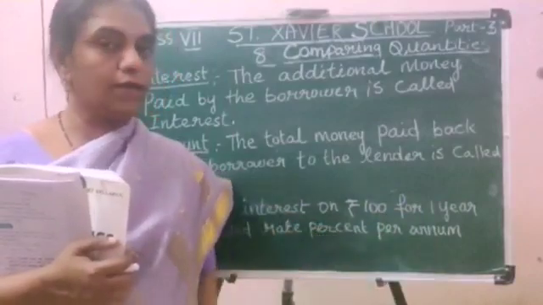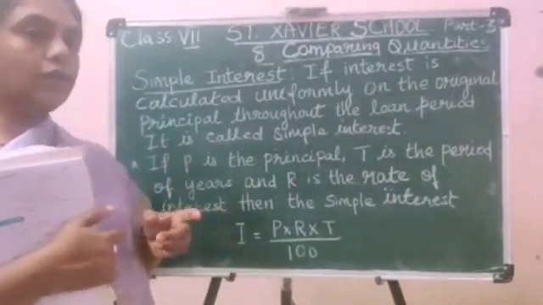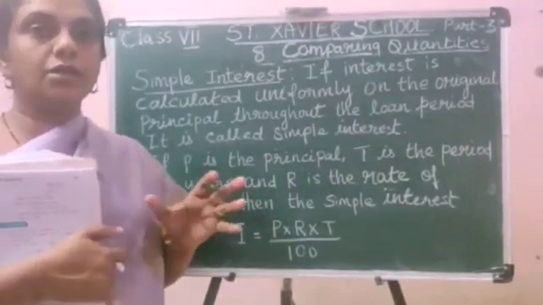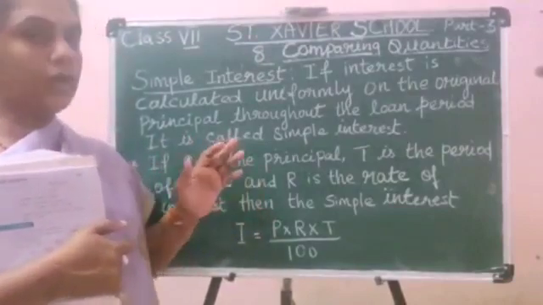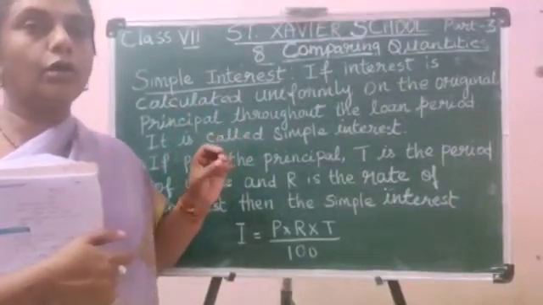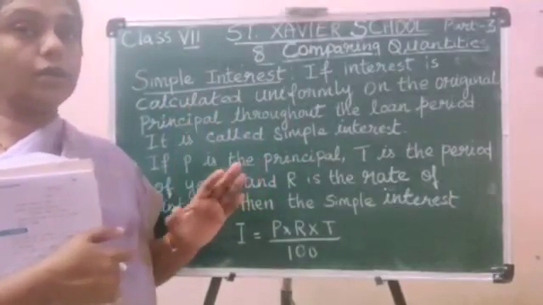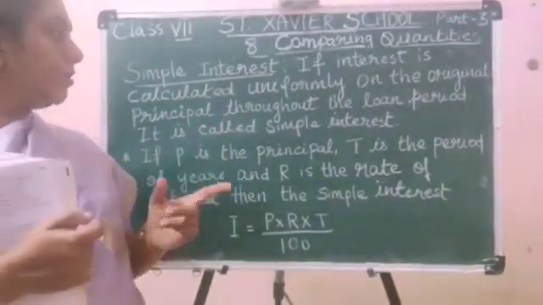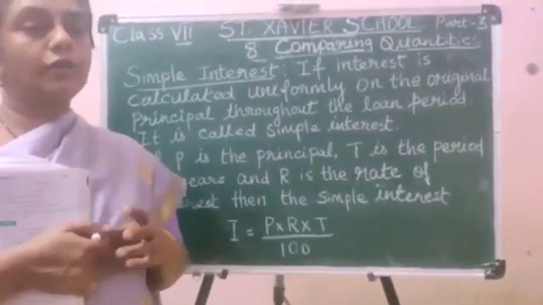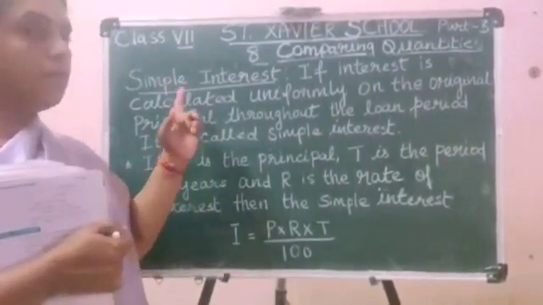Per annum is annually. Now what is simple interest? If interest is calculated uniformly on the original principal, uniformly means there will not be any change in the interest. Whatever the amount you have borrowed, only on that amount the interest will be calculated throughout the loan period. How many years it is, for that many years the interest will be the same. If you have taken it for 2 years, then till 2 years the interest will be the same. That is called simple interest.